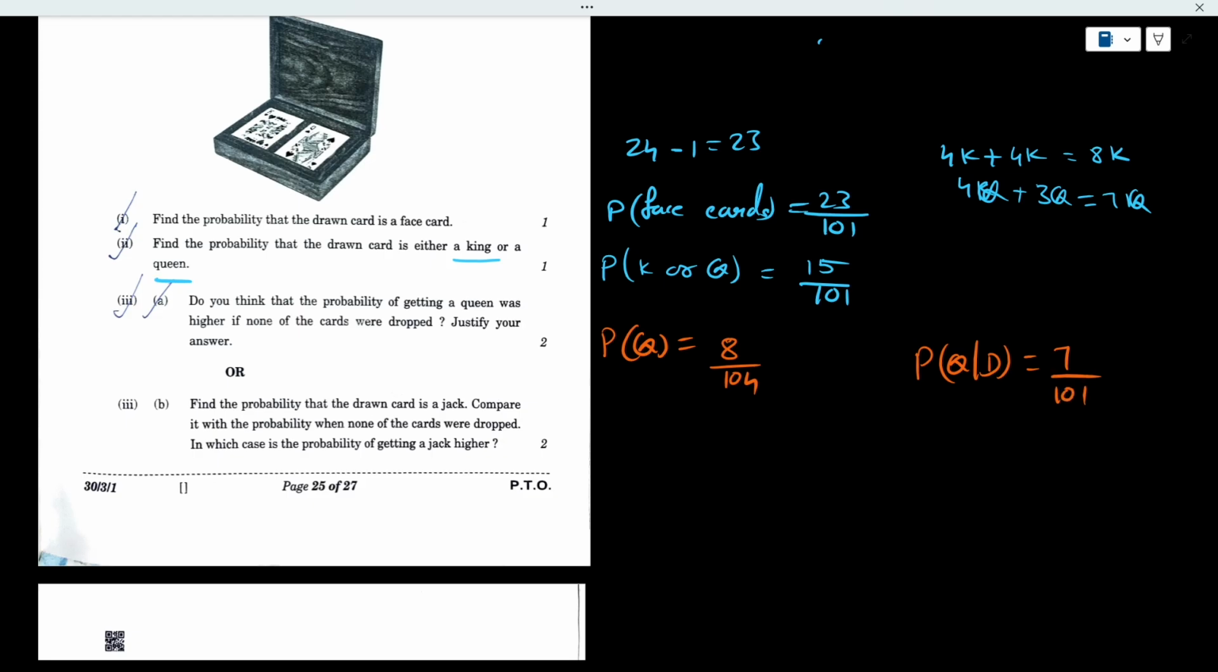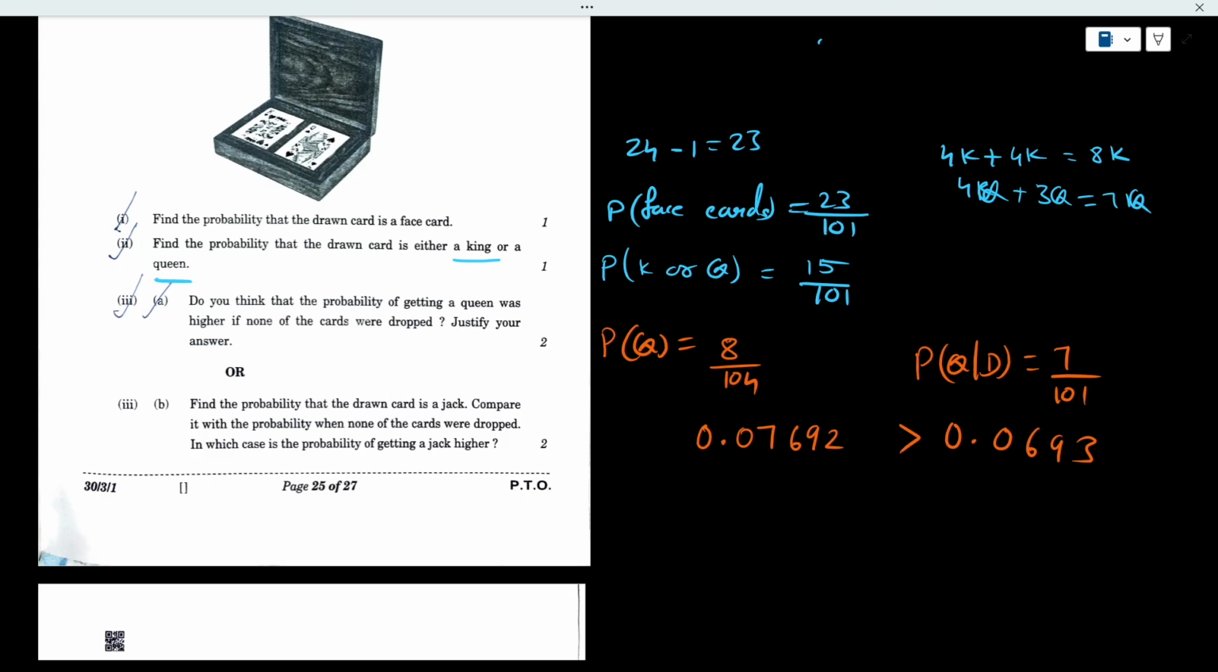Now these are the two fractions. Either you convert them into decimals and compare, or you can convert them into like fractions. If I convert into decimal, I'll get 0.0769 here, and if we divide 7 by 101, you will get 0.0693. If you'll see, this is the greater value. So if all the cards were there, then the probability will be more.